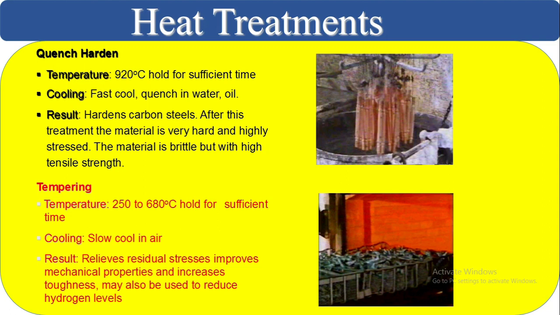So it is the same thing as normalizing and tempering, only the temperature is different. Only the temperature is different in normalizing and tempering, otherwise it is slow cooling in air. And the result is also the same, only tempering will be used to reduce the hydrogen level. So if there is hydrogen in that steel, definitely it will be controlled in tempering.